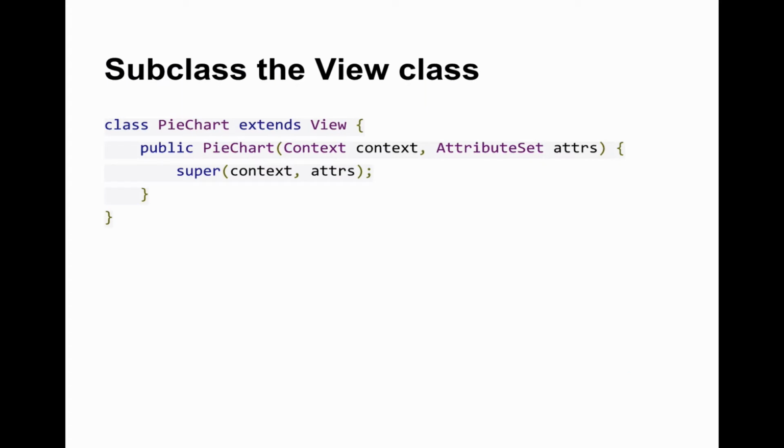So how do you build a new view class? Well, you subclass the view class. So this is an example in which we are building a pie chart view. So a view that will draw a pie chart. Okay. So we build a public class PieChart. It has a public constructor. And it needs to have this signature. You're sent a context and a set of attributes.